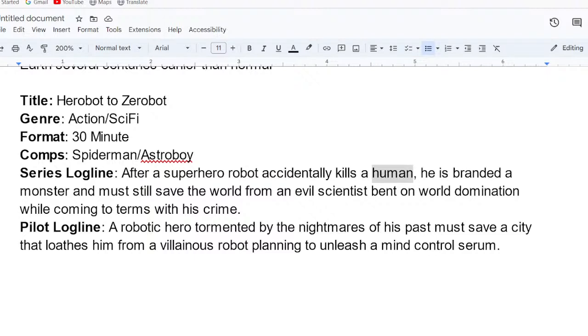So coming to terms with his crime is an entirely internal process. Does he have to face some kind of consequence? Is he, like, on trial for this crime or something like that?